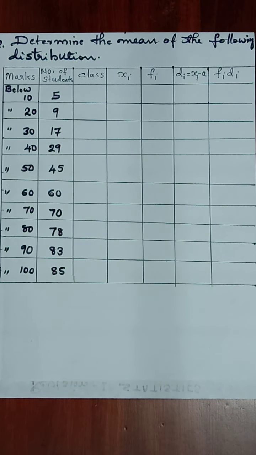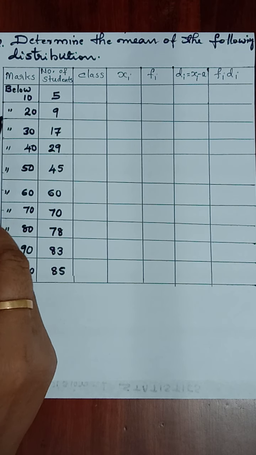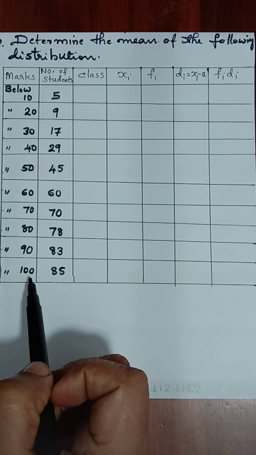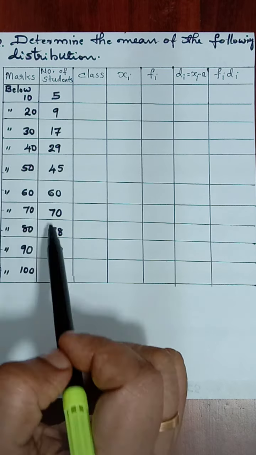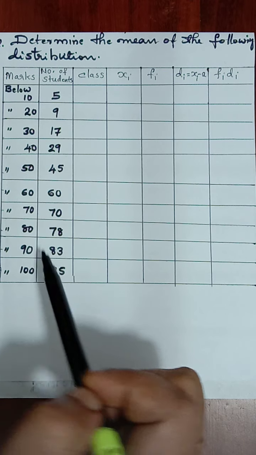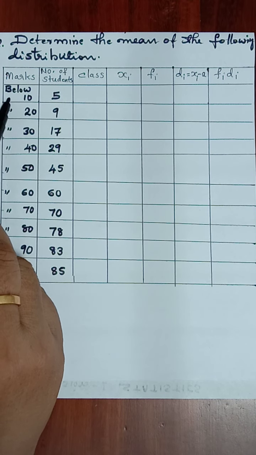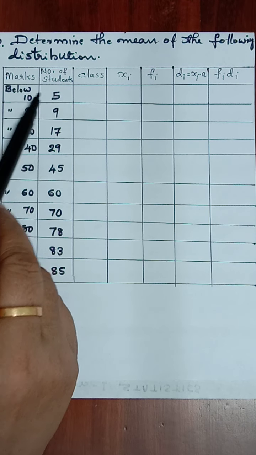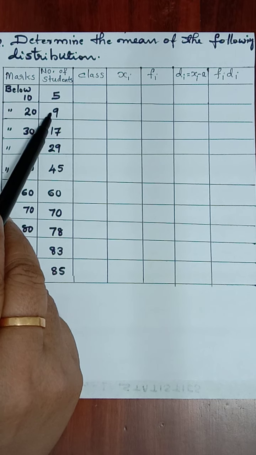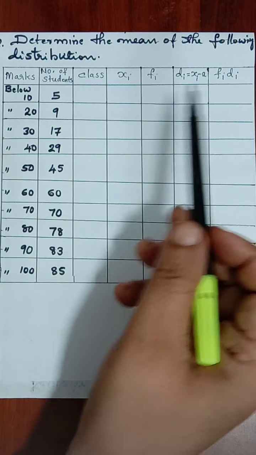Let us see the next question. Here, determine the mean of the following distribution. Marks are given. They are below 10, below 20, below 30, etc. up to below 100. So number of students, when we get below or above, this is called CF or cumulative frequency. Here in case of below also, it is cumulative frequency. Below 10 marks and below, here number of students 5. So 20 and below, it is 99. That means here frequency we have to find out. That's why I have written these columns.